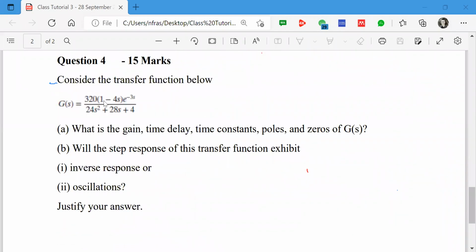Question 4: consider the transfer function below. G at S is equal to 321 minus 4S multiplied by e to the power minus 3S, divided by 24S squared plus 28S plus 4. The first question was: what is the gain, time delay, time constants, poles and zeros of this transfer function? For you to have that, you still need to write it in the right form. The only thing you need to do on this particular one is to factorize. It's something similar to what we have done on the other questions during our meeting.